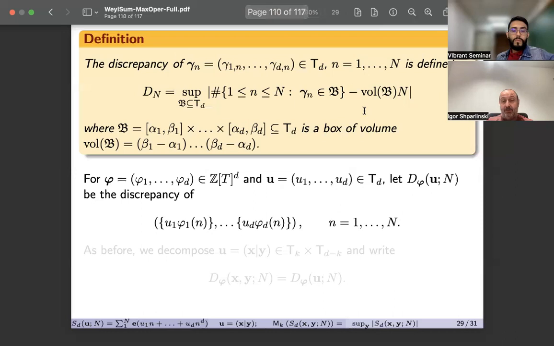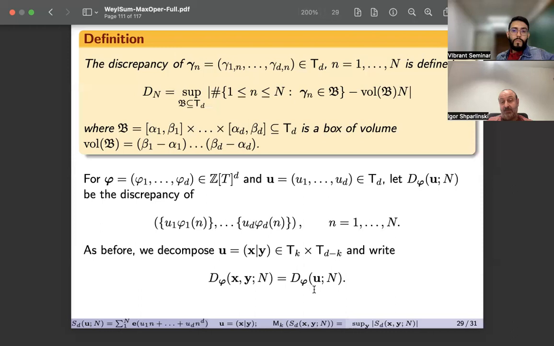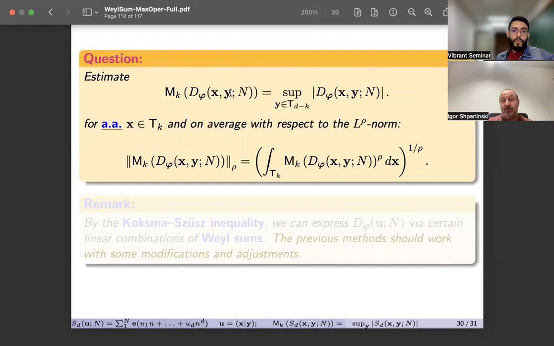And then you can do the same as before. You take a vector of polynomials, you take a vector of coefficients u1, ..., ud from the unit torus, and you consider the discrepancy of these points u1 phi 1(n), ..., ud phi d(n). So it gives you a d-dimensional vector. And again, you can split u into two parts, x and y, define D of x,y instead of D of u, and start asking questions of the same type. What's the behavior of the maximal operator on the discrepancy? For example, what can we say on average about the values of the supremum? So we are asking about the L rho norm of the values of this operator.